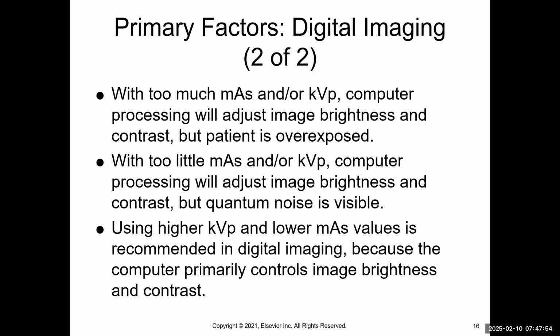With too little mAs and/or kVp, the computer processing will still try to adjust the brightness and contrast, but you're going to have quantum noise visible. We've also seen this, where when we don't use enough technical factors, we begin to see that grainy, salt and pepper look in the image, and that is quantum noise.